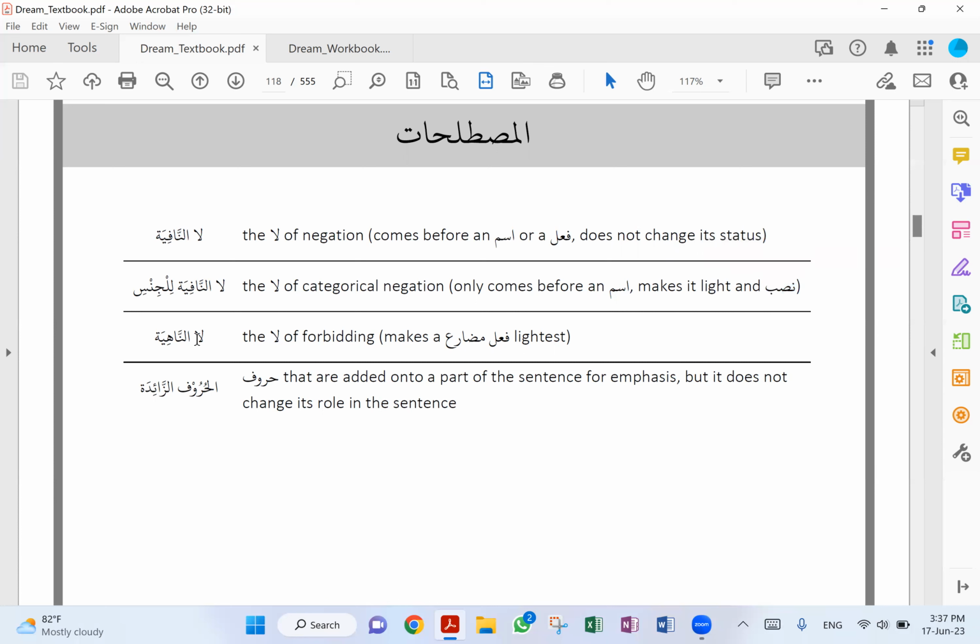And then you have la an-nahiya. We're pretty familiar with this one because وَالنَّهْيُ مِنْهُ, we keep saying that in sarf. So this is forbidding, the lam of forbidding. And this one makes the fi'al mudari' lightest, majzoom. Because we know when you forbid somebody, you take the amr and then you change it from the amr to forbidding. And the amr is always lightest, so the forbidding is also lightest.